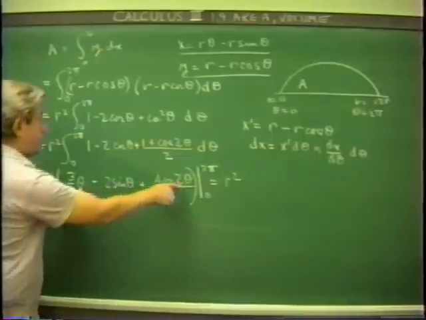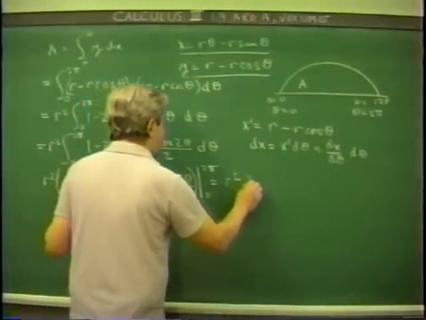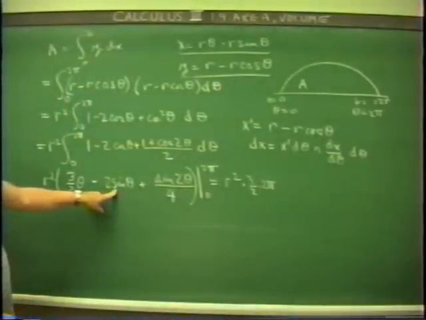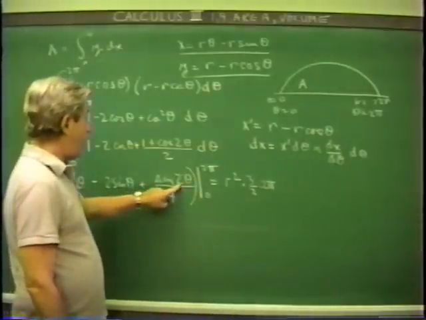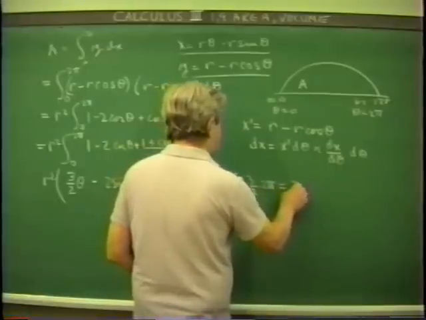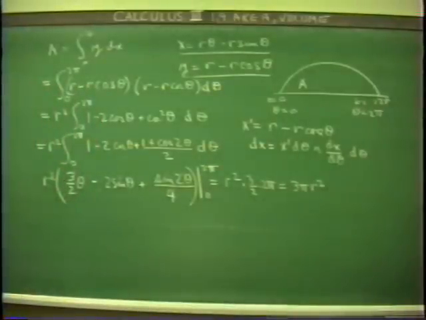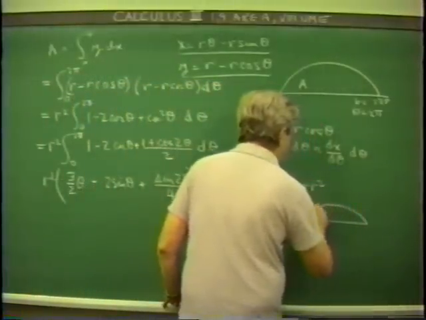Right. So this is going to be equal to r squared. The value at 0 is 0 throughout here. 0, 0, and 0. So all we need to do is evaluate this at 2 pi. And so we get times 3 halves times 2 pi. Sine of 2 pi is 0. So we get 0 here. And sine of 4 pi is 0. So we get 0 here. So all together we get 3 pi r squared for that area.